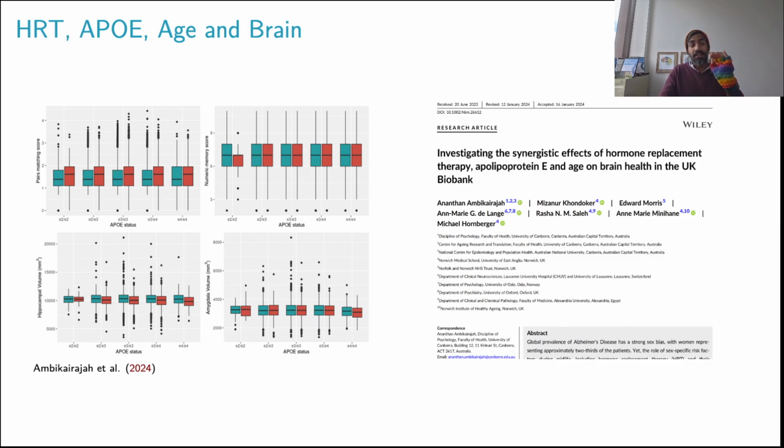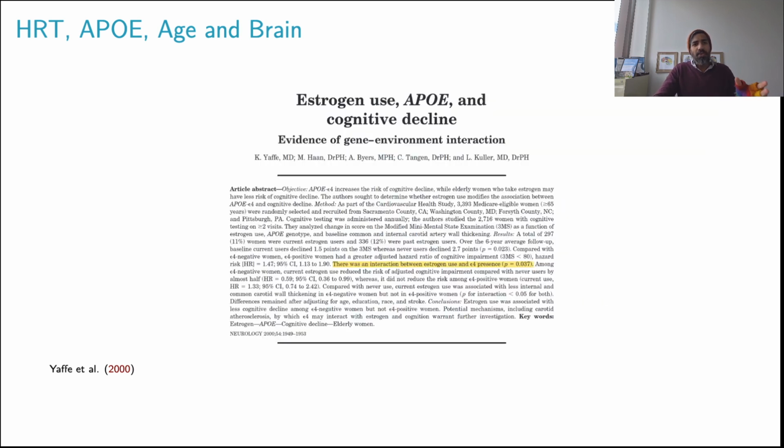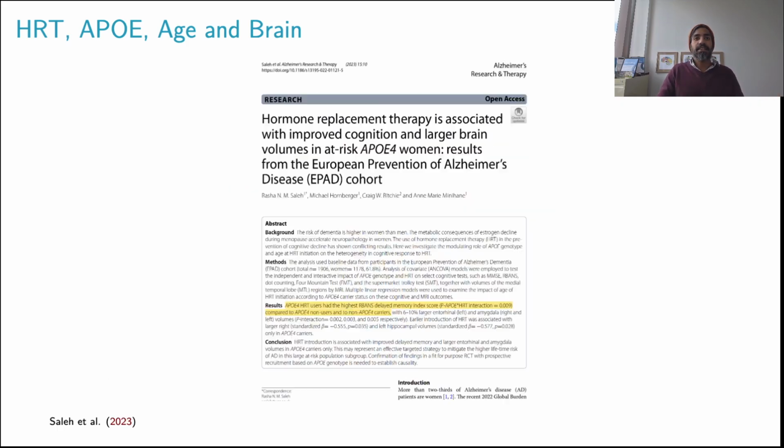So this study was done in the UK Biobank, a large cohort of over 500,000 participants. And why it was interesting to me was because here's a study published in Neurology, a top-tier journal, that looked at the exact same question in terms of the relationship between ApoE status and estrogen use or hormone replacement therapy and cognition. And they found there was an interaction between estrogen use and E4 presence on cognition. And they report the p-value there as being less than 0.05, so statistically significant.